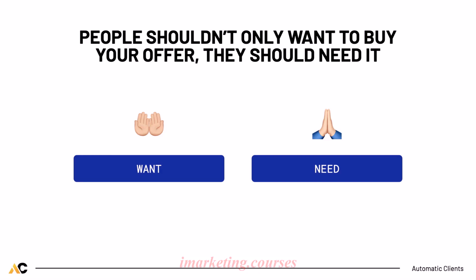All right, so next up, people shouldn't only want to buy your offer, they should need it. This is a big, big difference, right? So you heard about selling to wants and needs, right? And so basically needs always will overcome wants. If you have to eat, you're going to eat first before buying that expensive toy that you wanted to buy, right? And so the way you should create your offer, your front-end offer, is that it should be a need, right? People should need it, not just want it, right?